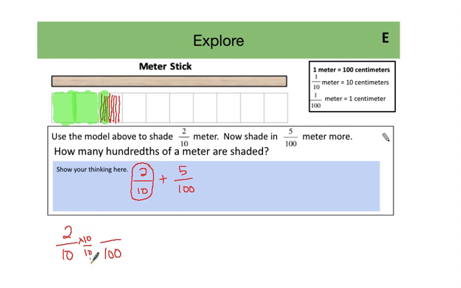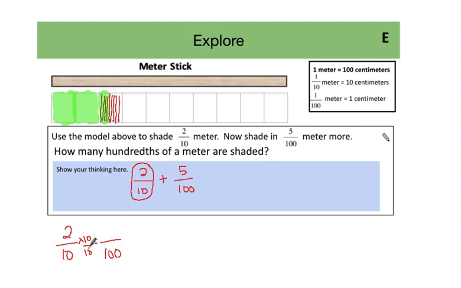And the reason I'm multiplying it by 10/10 is because I'm not changing its value, right? Because 10 out of 10 is a whole. And remember that the identity property of multiplication says if you multiply a number by 1, you're going to get that same number back. So we're not changing the value. We're just trying to rename it in a way that will help us to add these two fractions up.